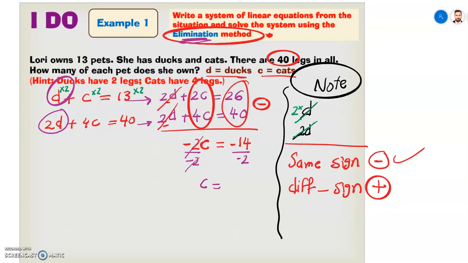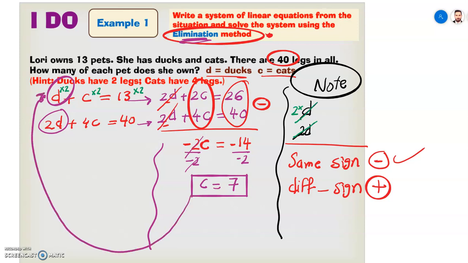C is equal to 7. Negative 14 divided by 2 is equal to 7. So once I get C is 7, I have to substitute it to get the value of D, in any one of these two equations. It's up to you. Any one of these two equations. Okay, I will substitute C equal to 7 in this equation.